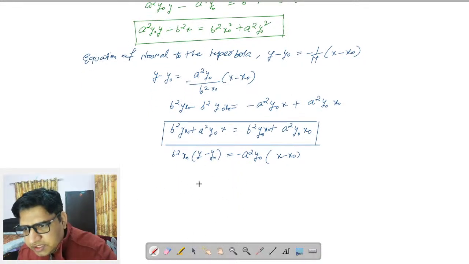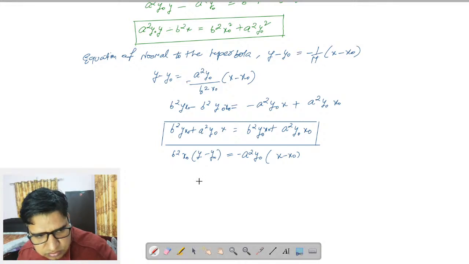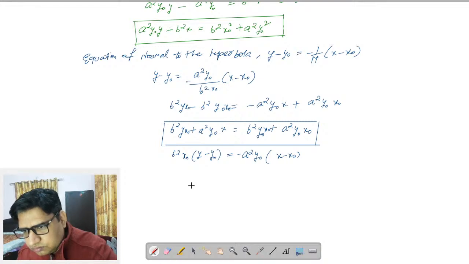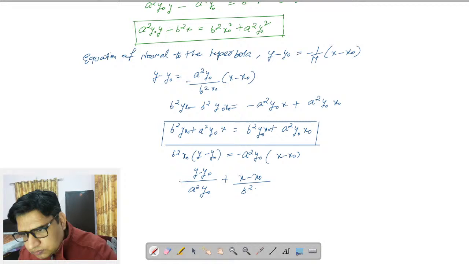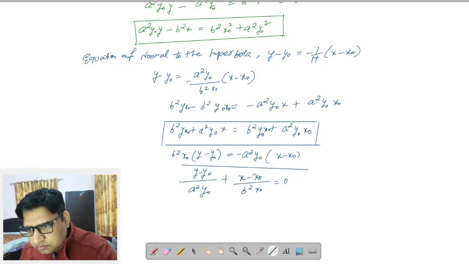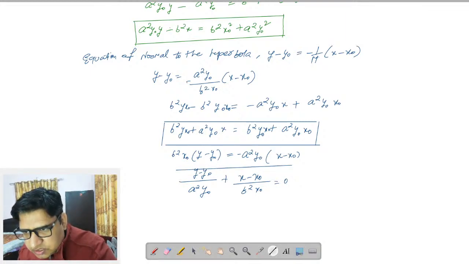Okay, and if you divide it by b square x naught or a square y naught, that will be b square, y minus y naught upon a square y naught plus x minus x naught is equal to 0. Okay, so that may be the required equation. You can solve this way as well.